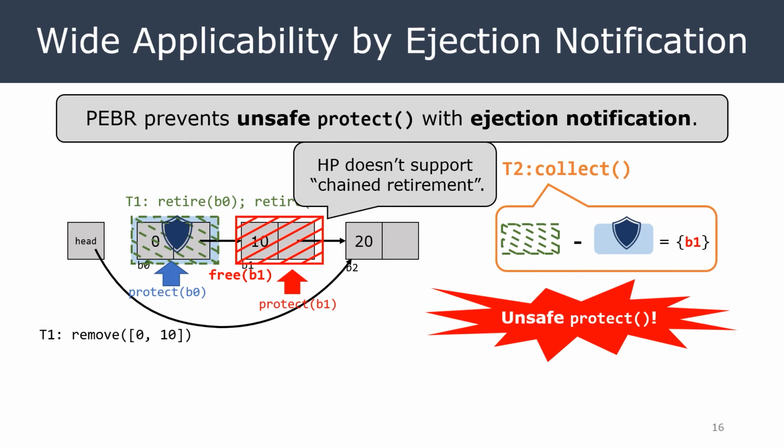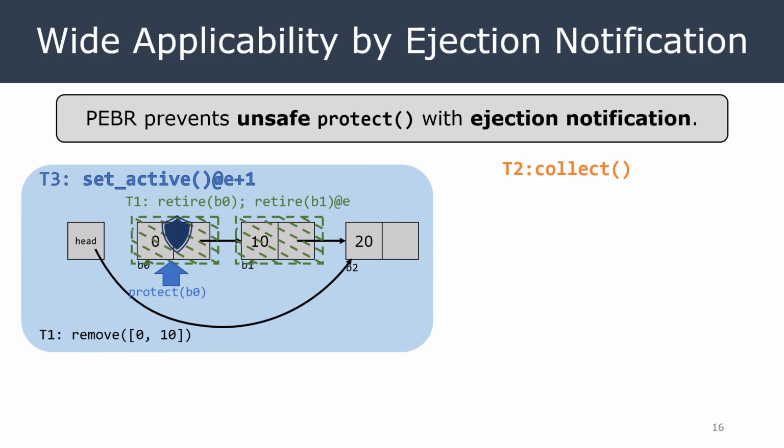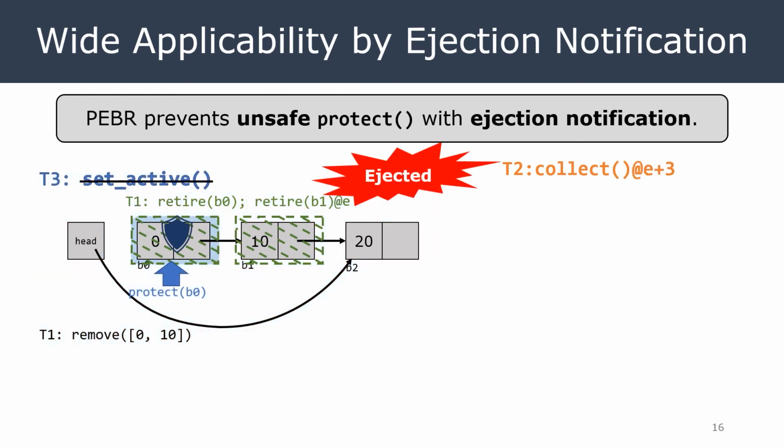To see how ejection notification is used, let's run the same example with PEBR. T3 is traversing the list, and it is protecting the block B0. B0 and B1 are retired in epoch E, and T2 ejects T3, and then calls collect at E+3.